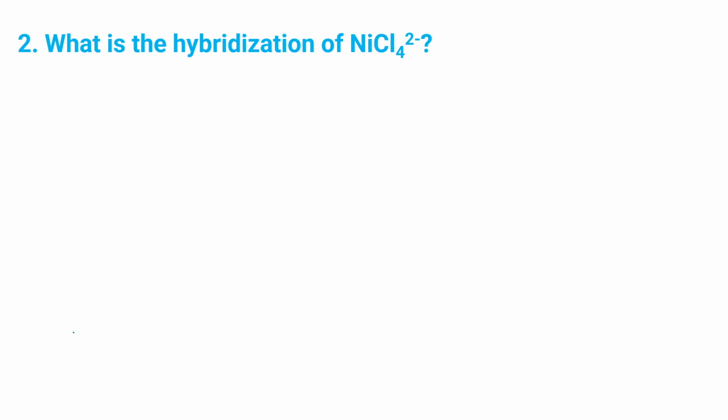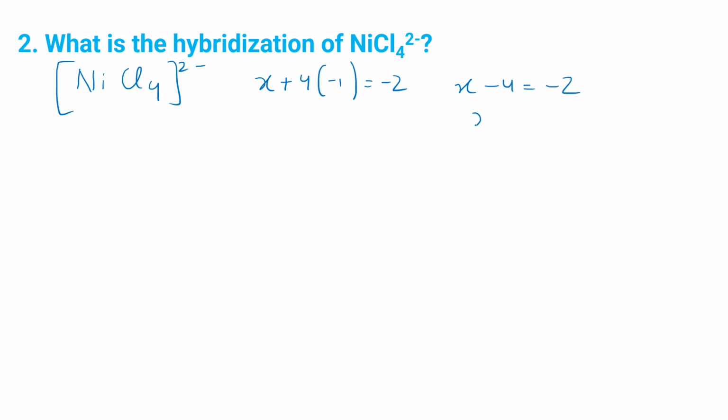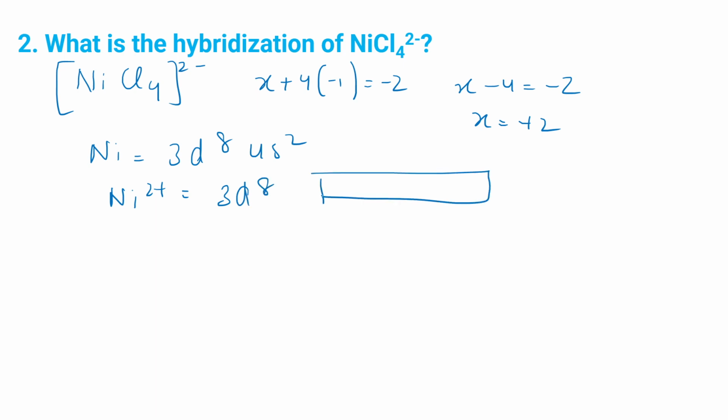Coming to the next question, calculate the hybridization of nickel tetrachloride 2 minus. X plus 4 into minus 1 is equal to minus 2, X minus 4 is equal to minus 2, X is equal to plus 2. Nickel has an electronic configuration 3d8 4s2. Nickel 2 plus will have an electronic configuration 3d8. Fill up the electrons in the orbitals: 1, 2, 3, 4, 5, 6, 7, 8. 3d8, we have 4s empty, we have 4p empty.